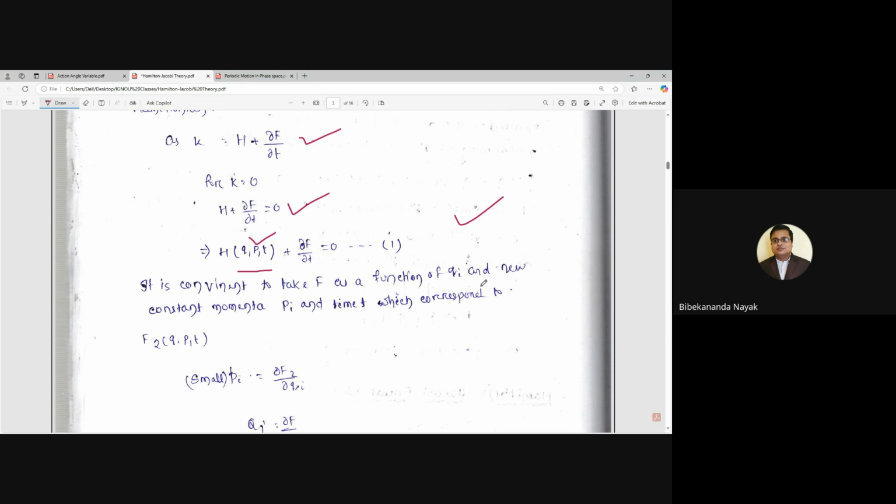It is convenient to take F as a function of the old coordinate small qi and the new momentum Pi. As you know, in general we take F2, the common generating function. F2 is a function of small q, capital P, and t. If we get the capital P from small q, our formula will be small pi equal to ∂F2/∂qi, and similarly capital Qi is ∂F2/∂Pi. So that is the formula, and this is the common generating function. When only one generating function is written, we take F2.